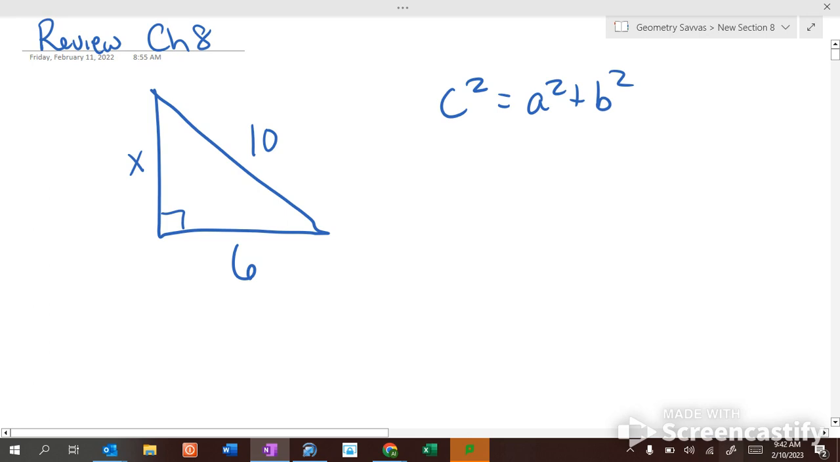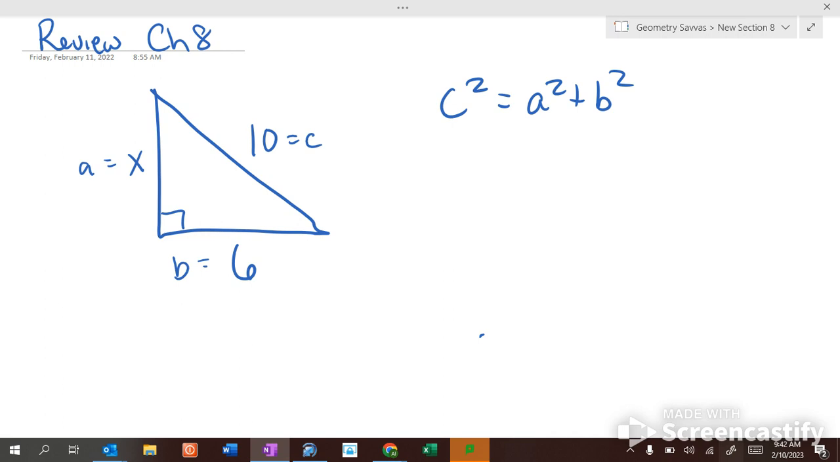The first one, which is sides A, which side's B, which side's C? Well, which side's C? 10. We know C is 10. Doesn't matter which is A and which is B.